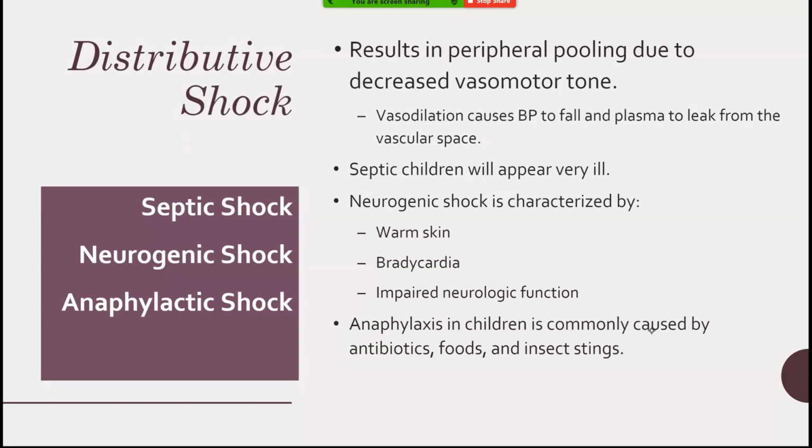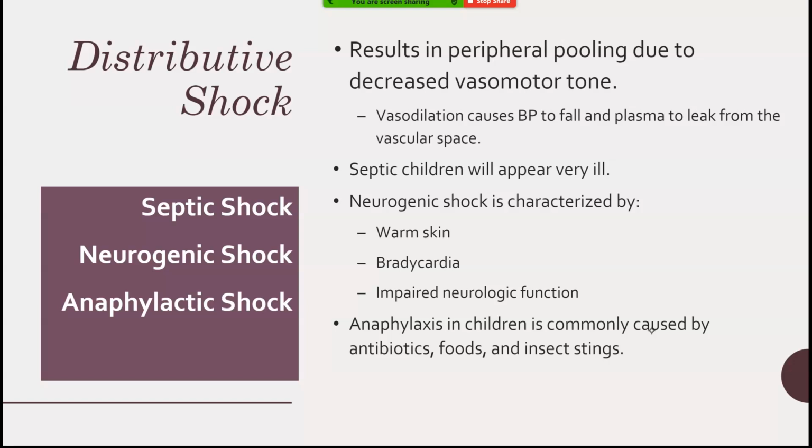There are 3 different types of distributive shock that are possible for any age group, right? Septic, neurogenic, and anaphylactic. Anaphylaxis in children is commonly a little more scary because it is new, right? Especially if they're really little, so they may not have an EpiPen. They might not know what has caused the anaphylactic reaction, especially when they're in that teething phase and they're starting to eat new foods. They could eat something that all of a sudden just sets them off into an anaphylactic reaction.